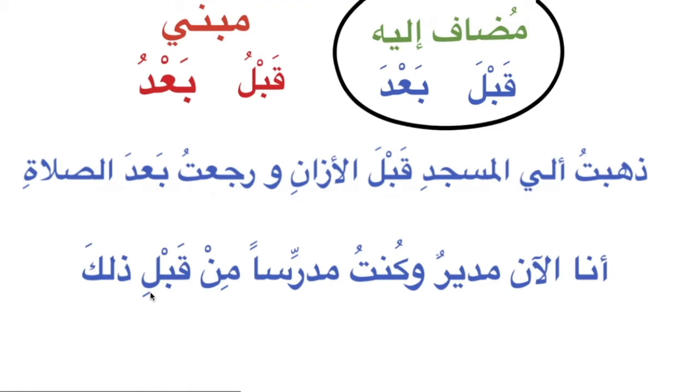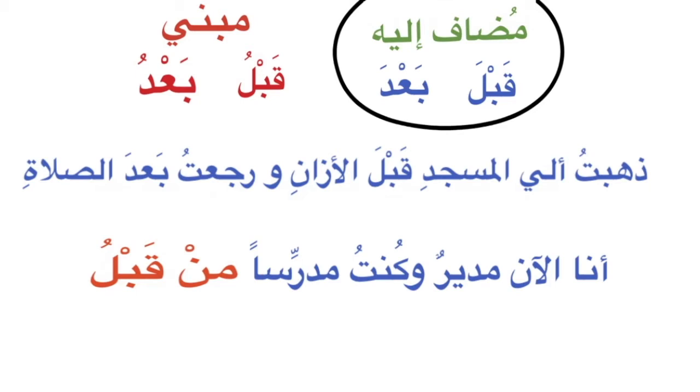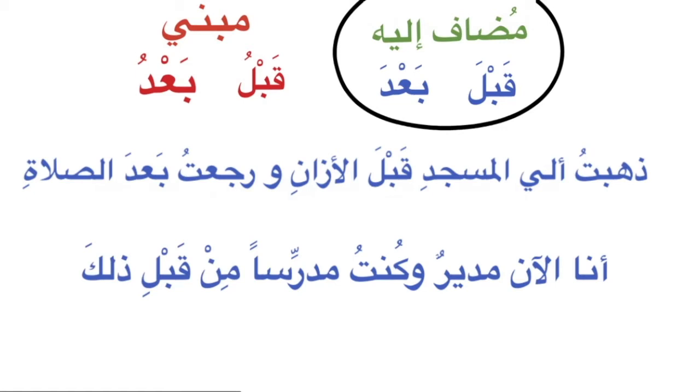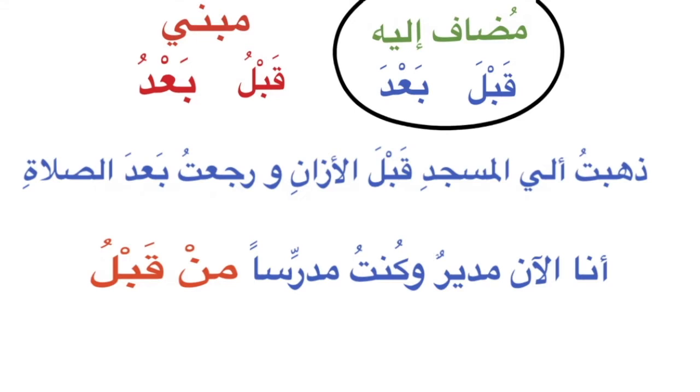Now let's see if we remove dhalika. What will happen? If you want to say ana al-an mudiru wa kuntu mudarrisan min qablu, because there is no mudaf ilayhi, qabla changes into qablu and that becomes mabni, min qablu. How do you translate this? Whenever we say min qablu, we say just earlier. If it was min qabli dhalika, you would translate: before that I was a teacher. But when you say min qablu, it means just earlier. So I'm a head teacher now, and I was a teacher earlier.